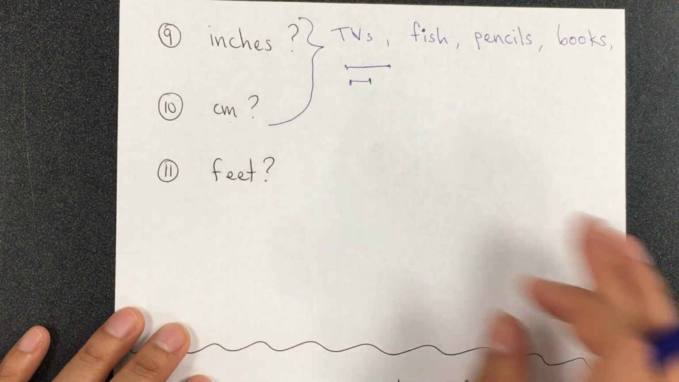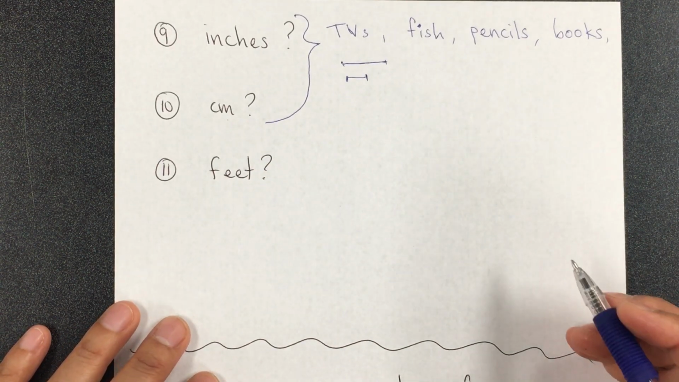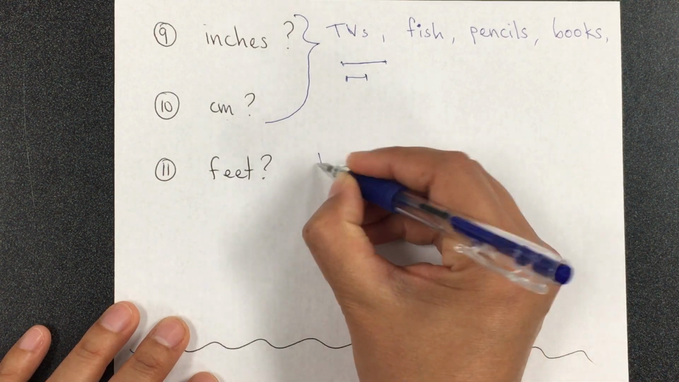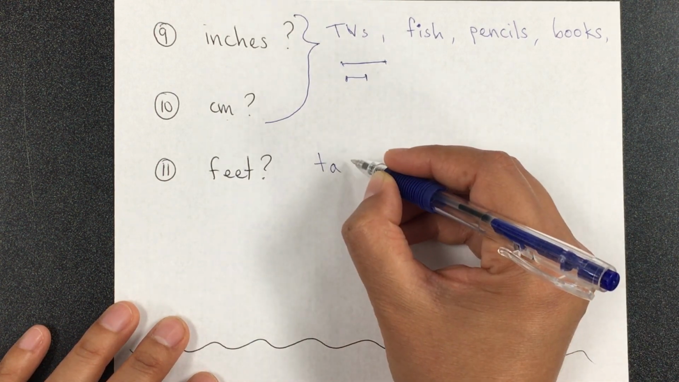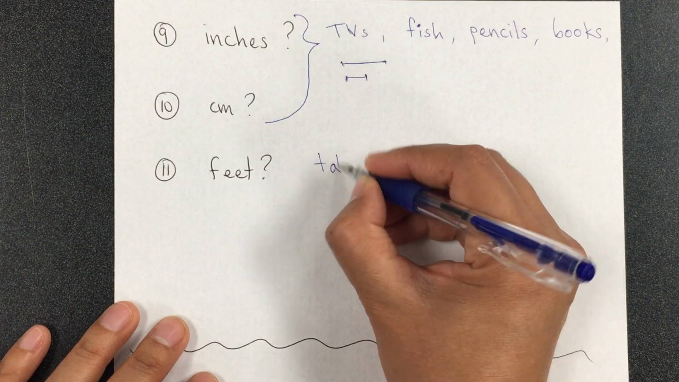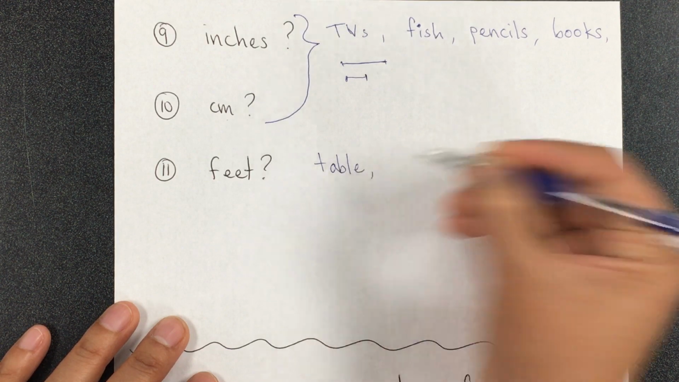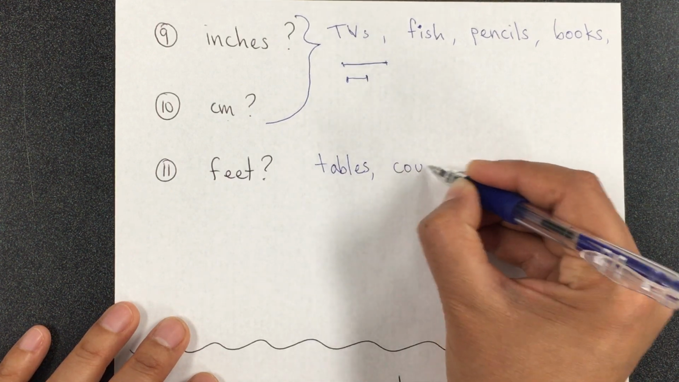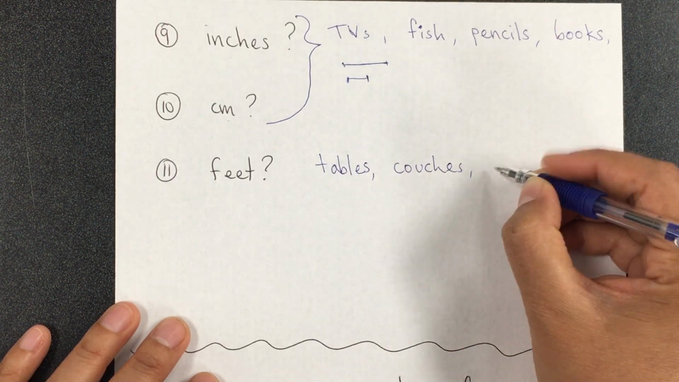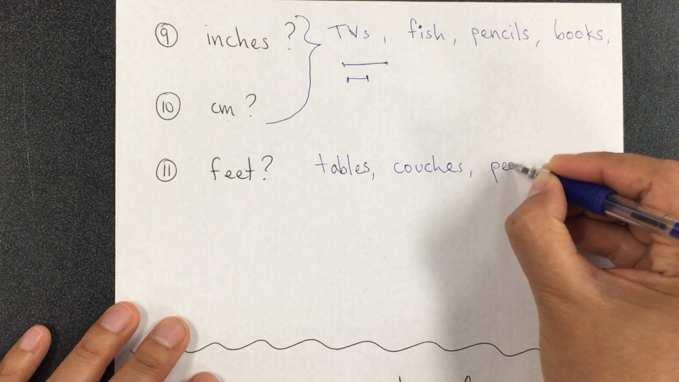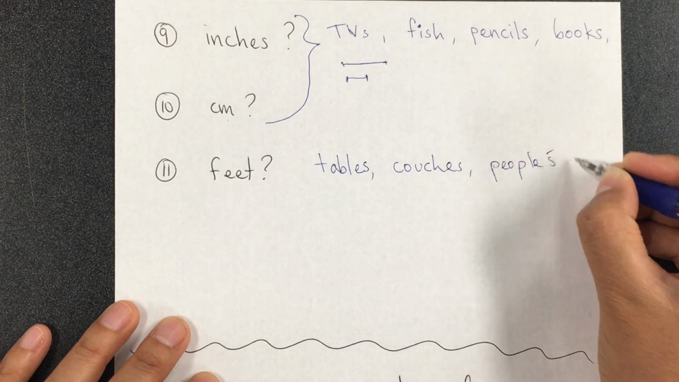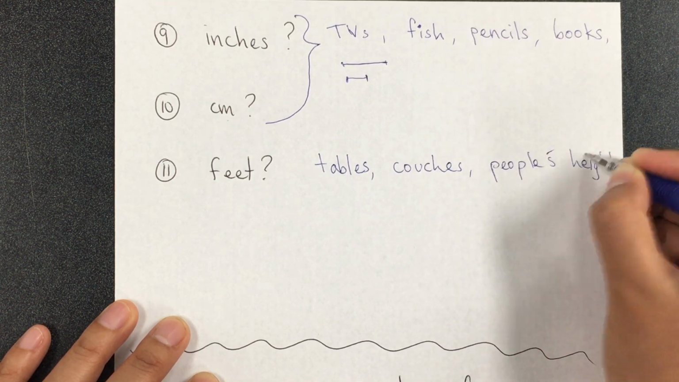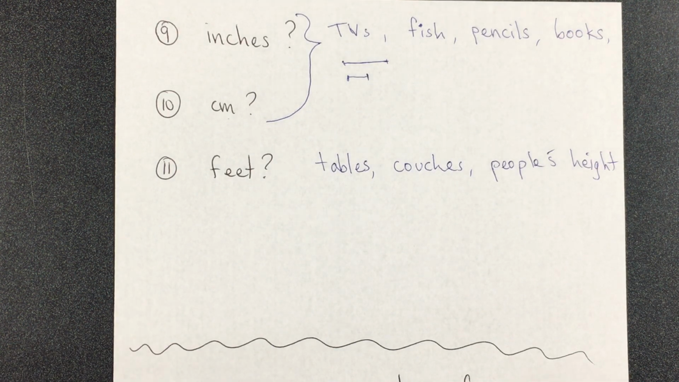Feet. Some examples will be tables. There are tables that are 4 feet long, or there are tables that are 6 feet long, etc. So tables, couches also. People are measured in feet, people's height. Okay, so those are some examples.